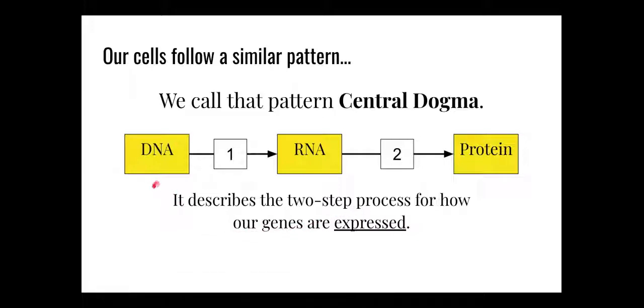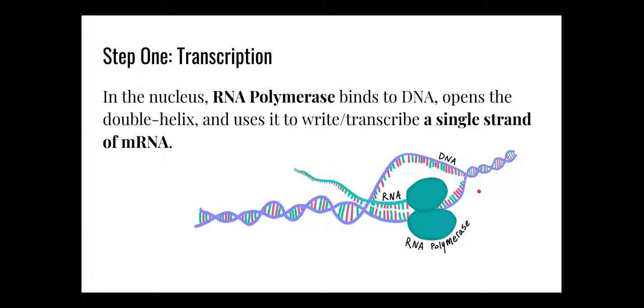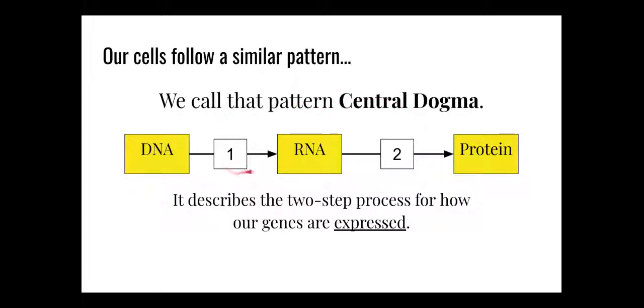So our genes are in our DNA, and they are expressed through central dogma, and then our proteins are actually the things that make those traits visible to us. So there's two steps here, basically, right? There's two times where something happens to our genetic material before it becomes a protein, which causes us to be able to see those traits.